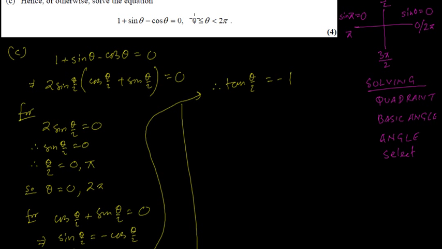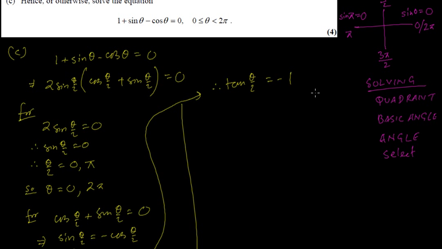Remember, 0 means 0 degree, 0 radian, same. 2 pi means 360 degree. Now notice there is no equal to sign here. That means if your answer is 2 pi, you cannot select it, but if your answer is 0, you can include it. So previously we found 0 and 2 pi, so 2 pi will be excluded from our answer. So let's start doing the sum.